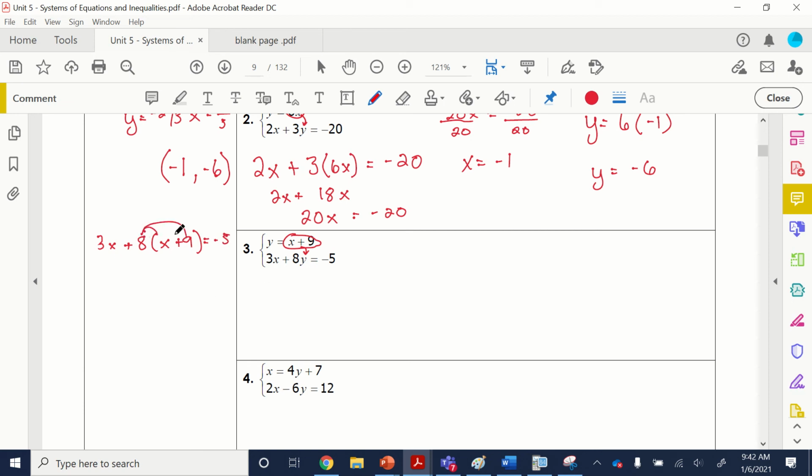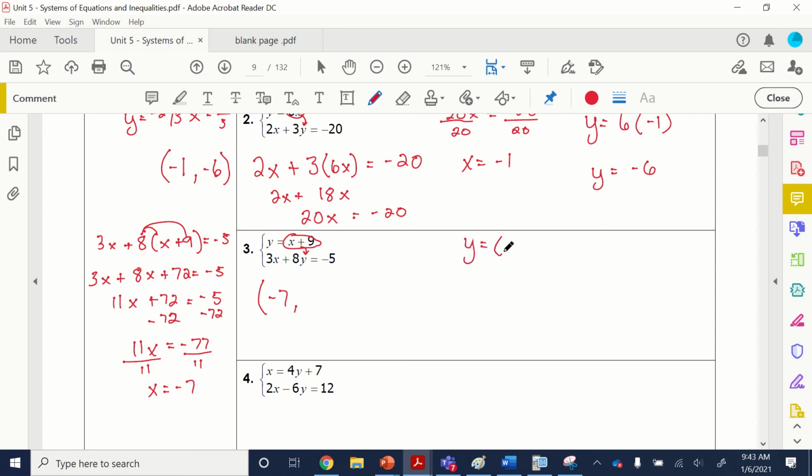Okay, I'm going to distribute this. 3x plus 8x plus 72 equals negative 5. 11x plus 72 equals negative 5. Subtract 72. 11x equals negative 77. Divide by 11. My x equals negative 7. Then I take my negative 7, plug it in here. Negative 7 plus 9 is 2.